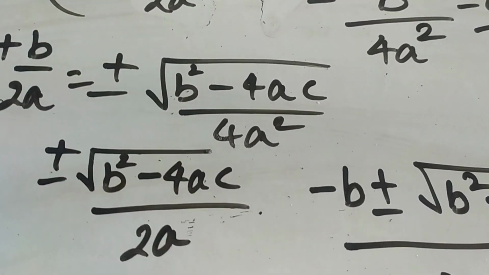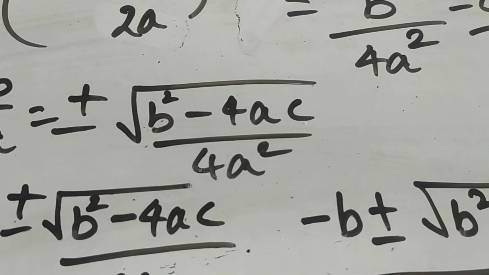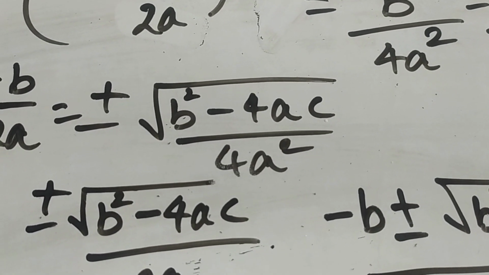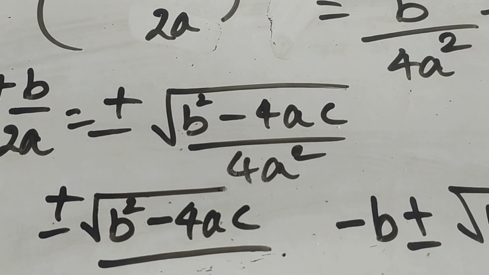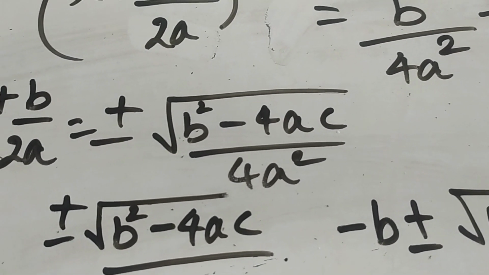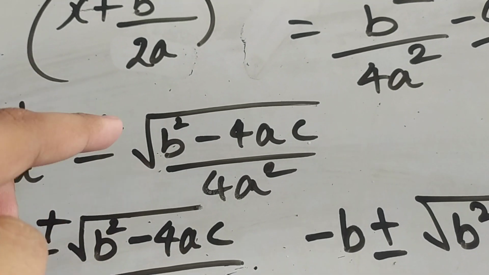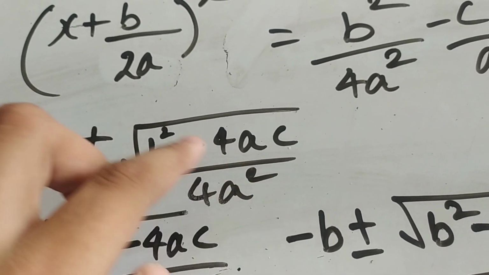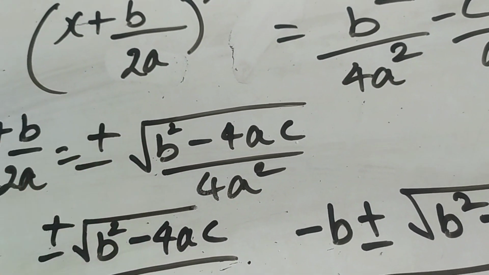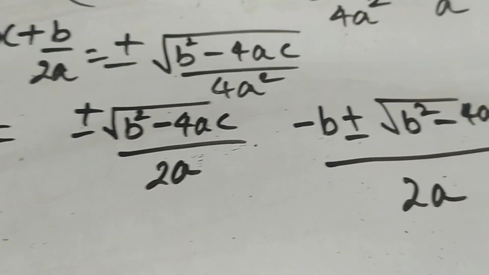Why plus minus? Of course, because a number when square rooted will give us a result of two numbers, which are negative and positive both, right? Because negative whole squared is also positive, positive whole squared is also positive, right? This would give us basically two answers. One is the square root of this, one is the negative part, one is the positive part, right?